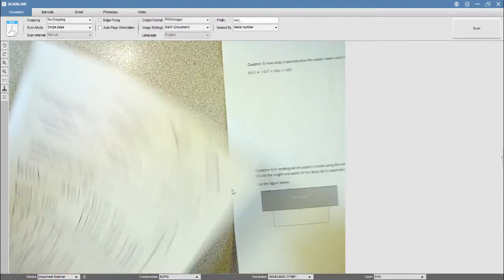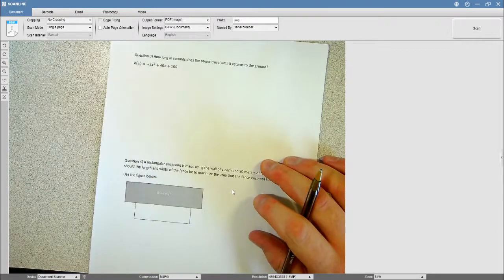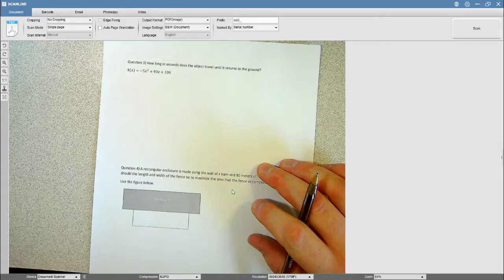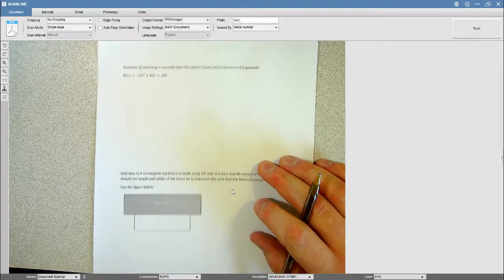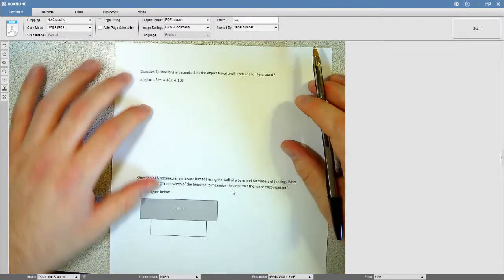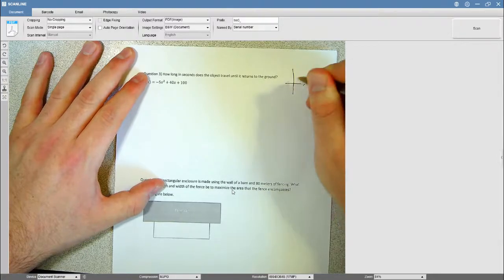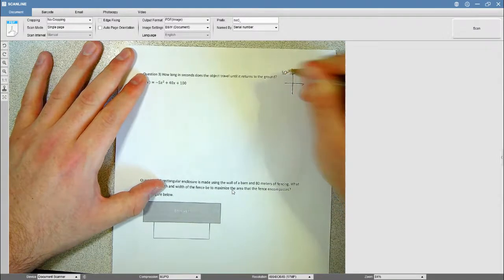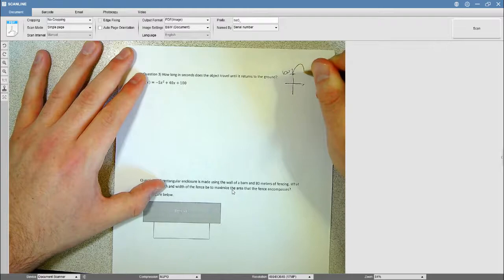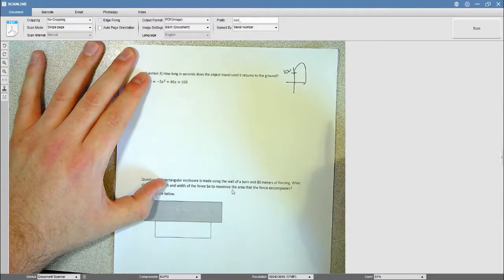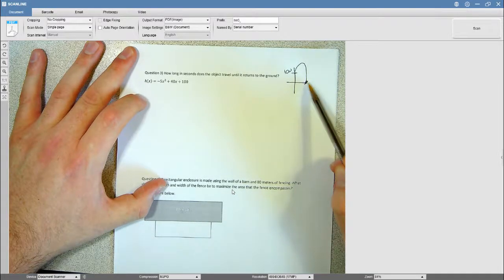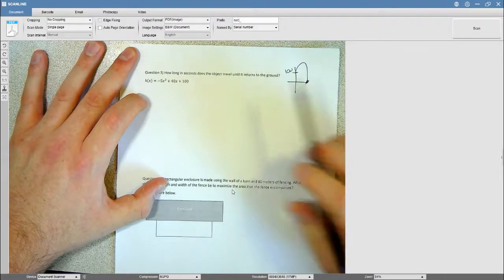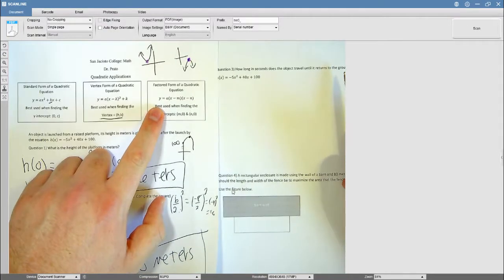Let's move on to the next question, which is how long in seconds does the object travel until it returns to the ground? And here's the formula again. As we've already discussed, the object starts 100 meters above the ground, it shoots up in the air, and it comes back down. Where does it hit the ground? Well, that would be the x-intercept. So that's when we use the final form, the factored form.